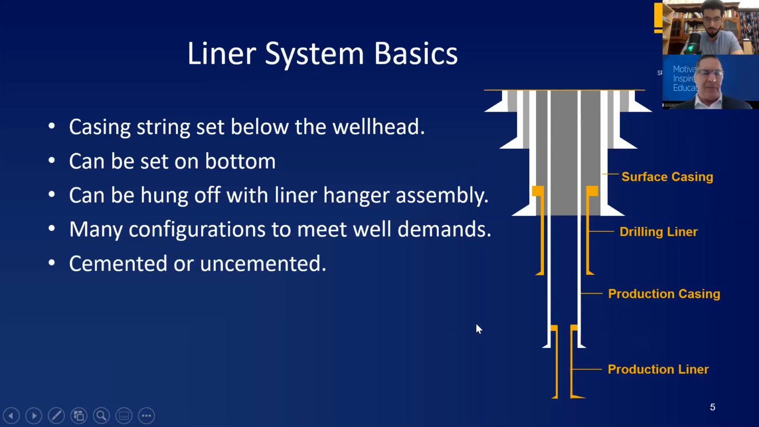Liners can be cemented or uncemented depending on your local regulatory authorities. The majority of them are cemented, but sometimes we're seeing, particularly offshore Norway, where the regulatory authorities are allowing the shale to collapse around the liner or casing, and that in itself is enough isolation to prevent migration of fluids. So sometimes regulatory authorities are allowing you to let the formation collapse around the pipe.